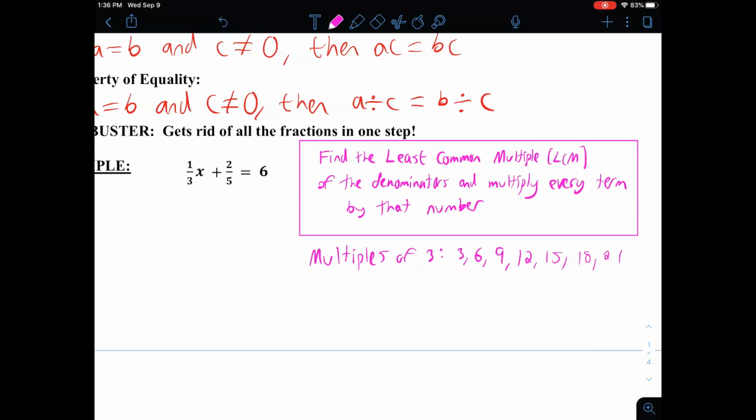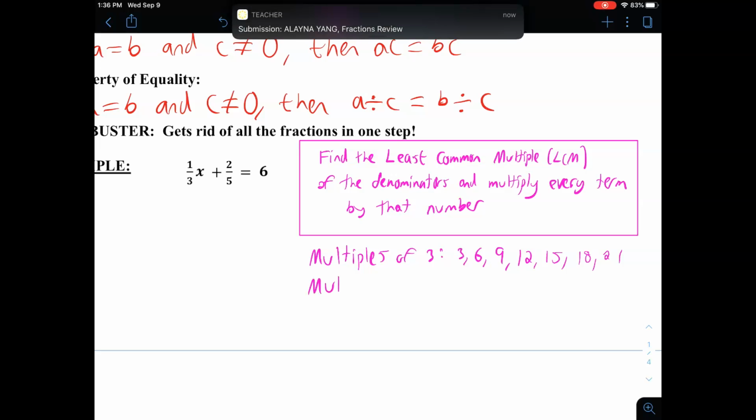I don't know if you remember that Schoolhouse Rock thing. It was 3, 6, 9, 12, 15, 18, 21, 24, 27, 30. That's probably just me. That's probably a really old thing you guys haven't seen before. But yeah, I like the multiples of 3.